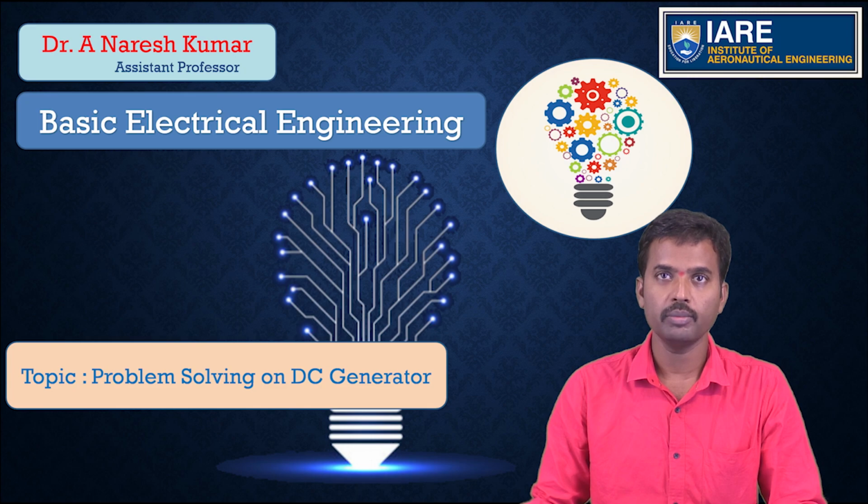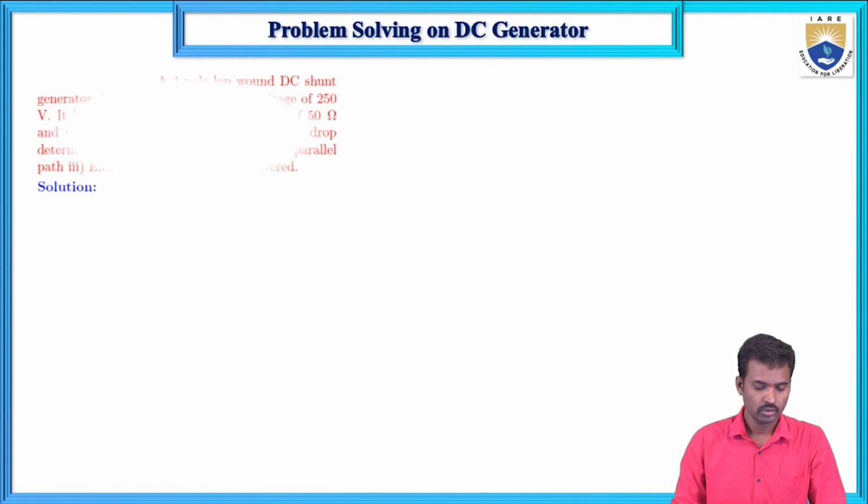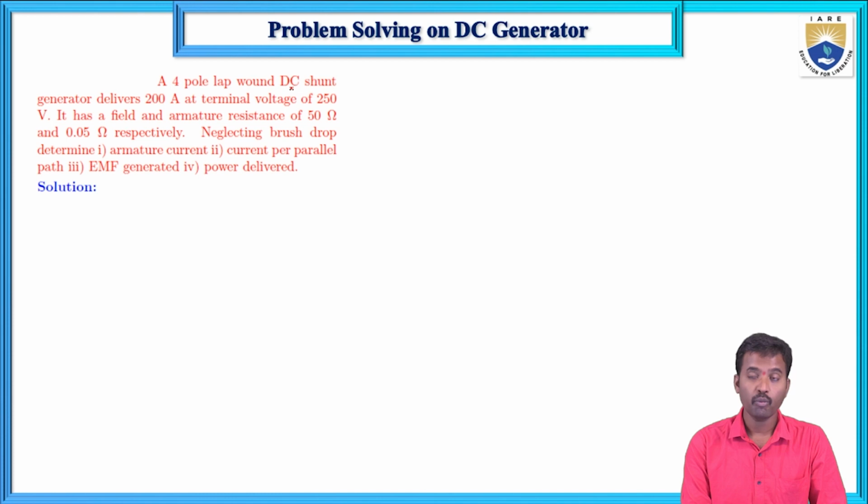So here is the first problem. A 4-pole lap wound DC shunt generator delivers 200 amps at a terminal voltage of 250 volts. It has a field resistance and armature resistance of 50 ohms and 0.05 ohms respectively. Neglecting brush drop, determine the armature current, current per parallel path, EMF generated, and power delivered.